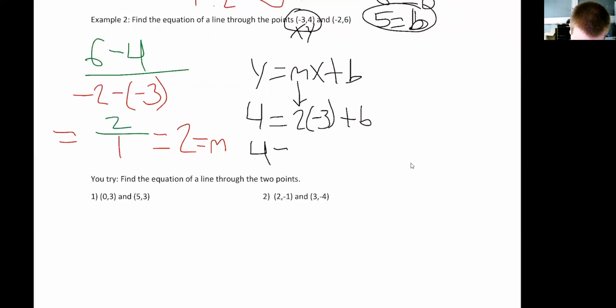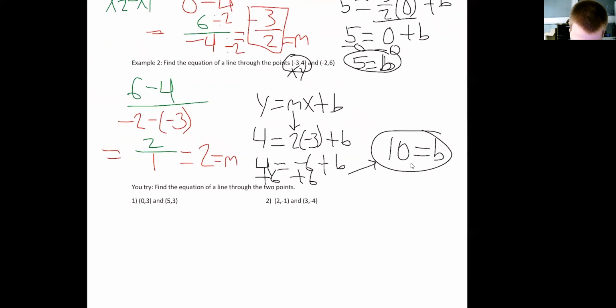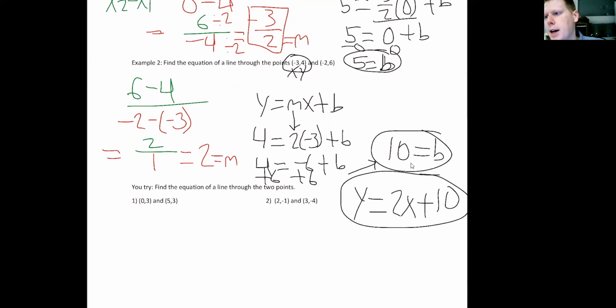From here, we just want to simplify. We'd have 4 equals negative 6, because 2 times negative 3 is negative 6, plus b. You want to get that b by itself, so you could add the 6 over. 4 plus 6 would be 10, and that would be your b. We want to write our final answer as an equation, so just put it together: y equals your slope, 2x, and then plus your b, plus 10. Your answer should always be an equation like y equals something x plus or minus your b, depending on the sign of your b. Once you get your two parts, put it together as an equation.